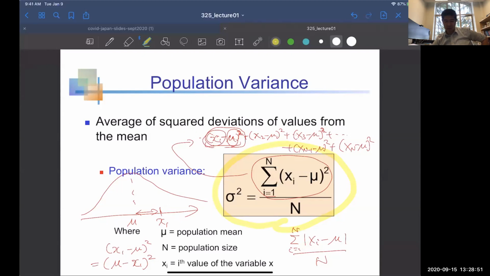In terms of visualization, to get some measure of the spread, I think it's okay to have an average absolute distance like this. But as we study more and more about probability, it turns out that understanding variance is going to become more and more important.